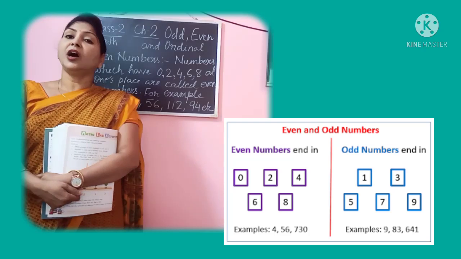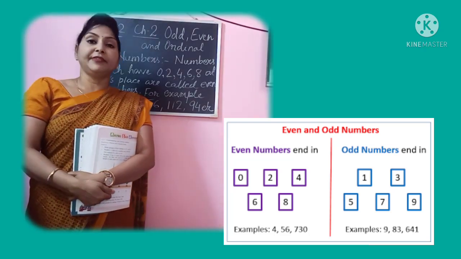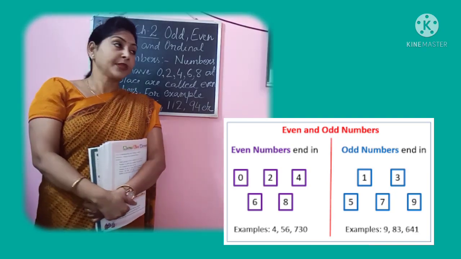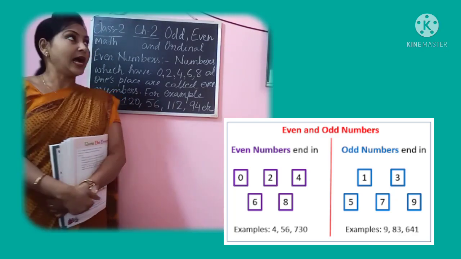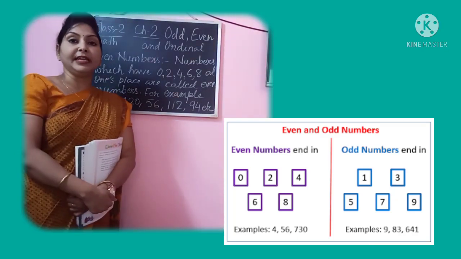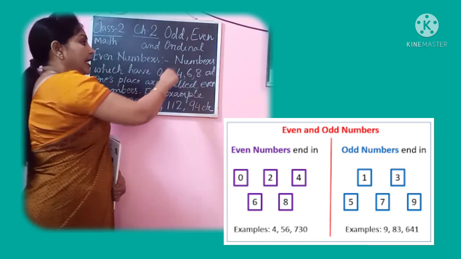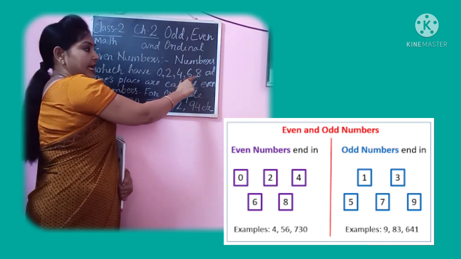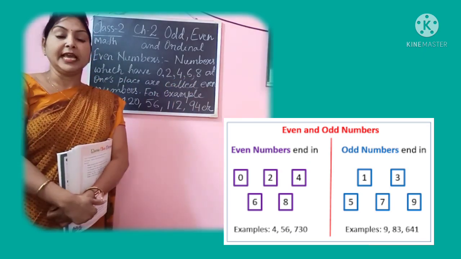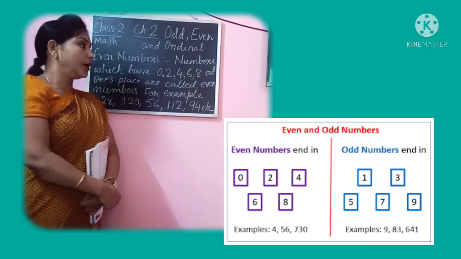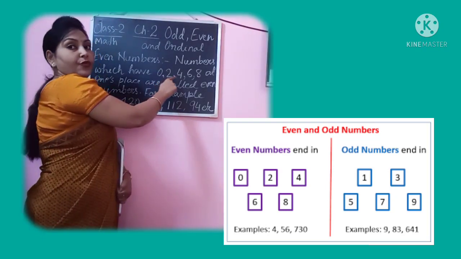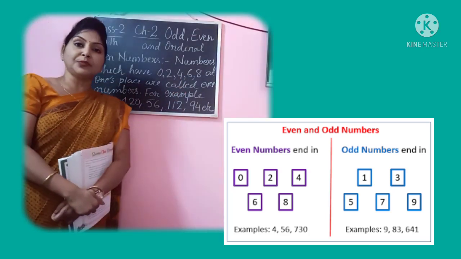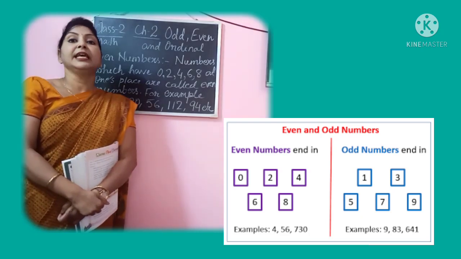Now in mathematics, how do we understand which number is an even number? To know this, we need to understand the concept of even. Like you can see here on the board, I have written what even numbers are: numbers which have 0, 2, 4, 6, 8 at the ones place. Any one of these digits in its ones place, those numbers will be called even numbers.